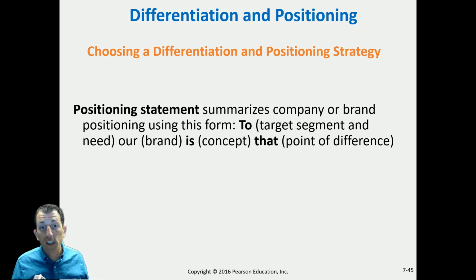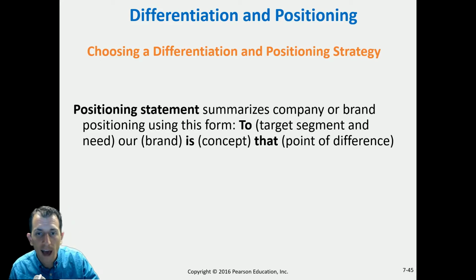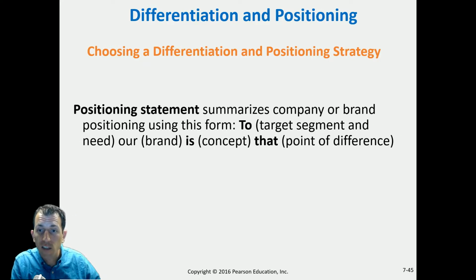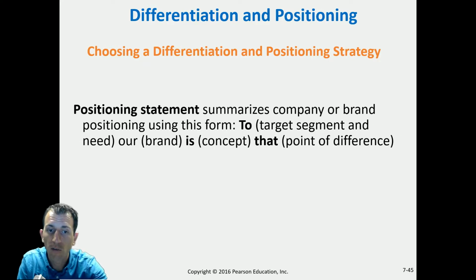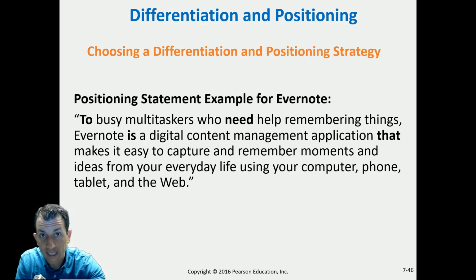So there's something called a positioning statement. What it does is summarize company or brand positioning using this form. So let's go ahead and see an example of this, but it's the to, the is, and the that, okay? So this is something called Evernote. It's an application for your phone. To the busy multitasker, so that's who they segmented, right? The to is the target market or need, and then the brand is next. So to busy multitaskers, so people who are multitasking, busy people who need help remembering things.